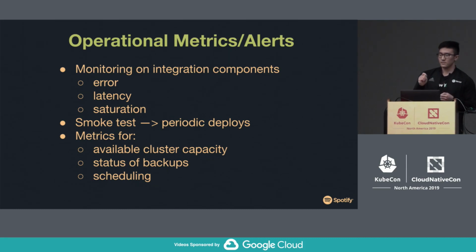We also had a pretty important smoke test metric that would basically periodically deploy a test app to our clusters. And this was less about the cluster health and more about the deployment tool chain and making sure that that was working end to end. We also set up a lot of metrics around available cluster capacity, the scheduling, status of backups, and we set up alerts for all of these as well.